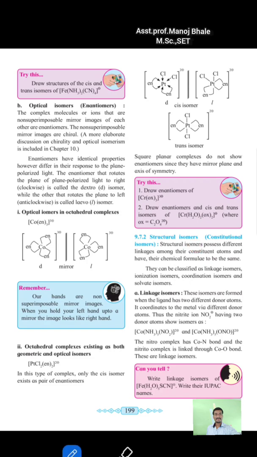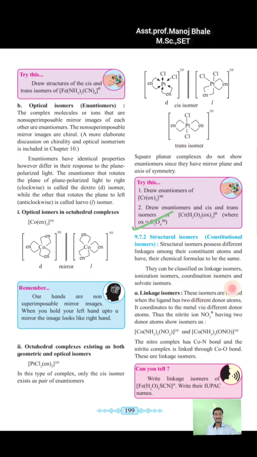The next classification of isomerism is structural isomers, also known as constitutional isomers. Structural isomers have the same chemical formula but different linkage. So this is about structural isomerism.